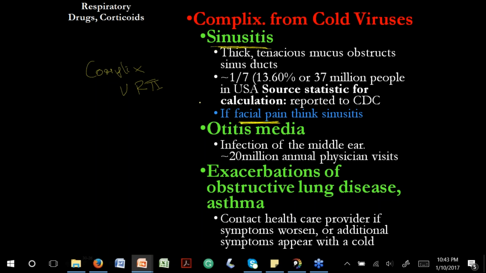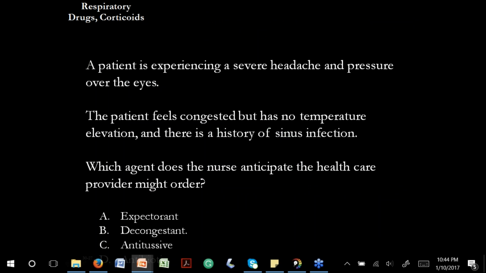Otitis media, remember the eustachian tube goes to the middle ear. The nasopharynx is connected to the eustachian tube, and that infection, if you don't treat it, can reach the ear, producing otitis media. It can also produce exacerbations of obstructive lung disease like asthma. So a simple cold can lead to exacerbations of asthma if you don't treat the cold properly. That is actually very important. All right, so that is about the complications.